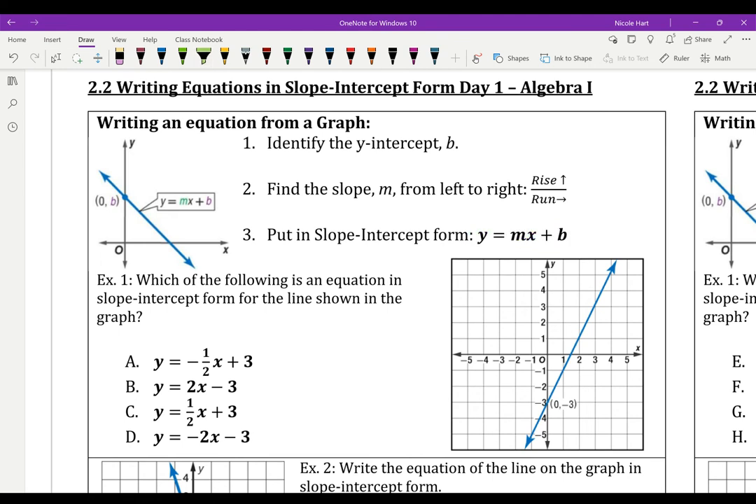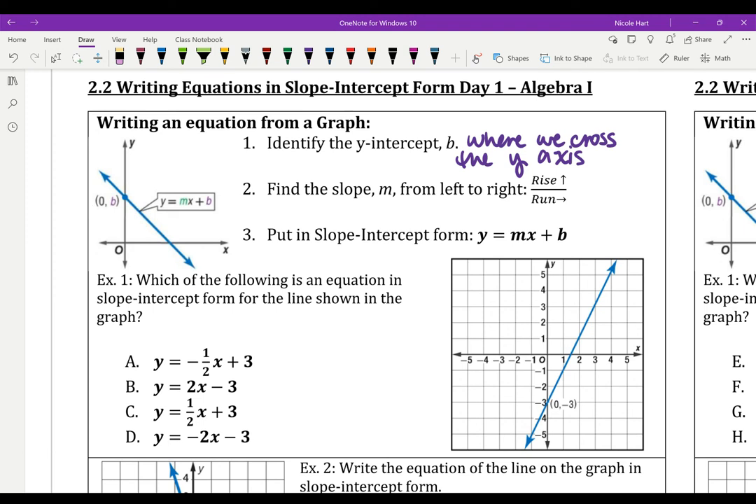So there are three steps that we're going to follow to write our equation. So the first thing we're going to do is identify or find the y-intercept. That y-intercept occurs where we cross the y-axis. So whatever that number is, it could be 5, it could be -2, just depending on where you're crossing that y-axis, we are going to have that number down for b, our y-intercept.